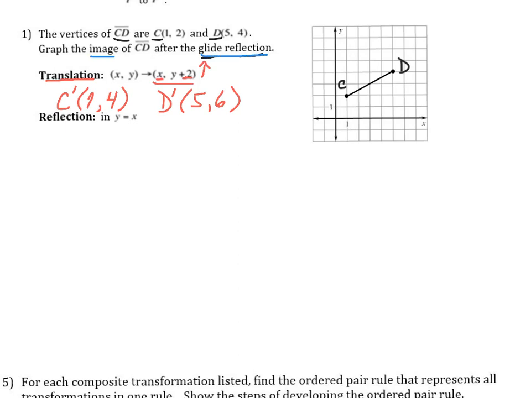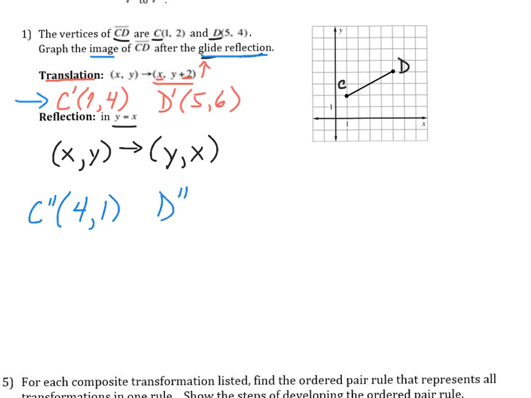So both parts. Next thing I want to do is reflect over the line y equals x. So if you remember, our rule for this reflection, our point's going to change from (x, y) to (y, x). Now remember, I'm applying this rule to my new points, C prime and D prime. So that's going to give me C double prime, which is going to be at (4, 1), and D double prime, which is going to be at (6, 5). Now I can graph my final image. On the graph, I now have C double prime, D double prime in blue.